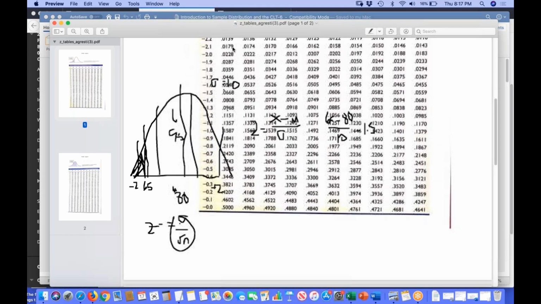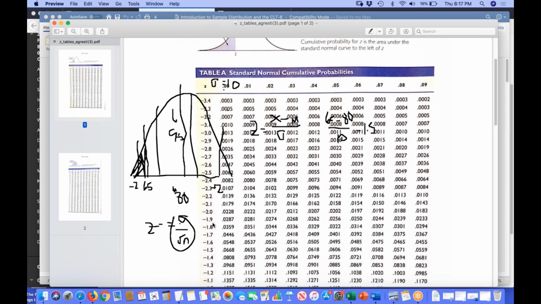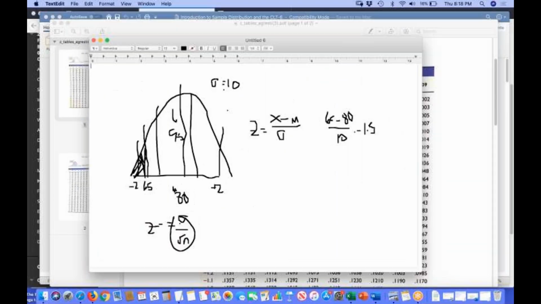That means that the area to the right, notice how this is shaded, the area to the right of a Z-score of negative 1.5 is 6.68%. Did I get that right? Did I remember that correctly? 6.68%, right? So I'm going to go back to my chart. So this area represents 6.68%.